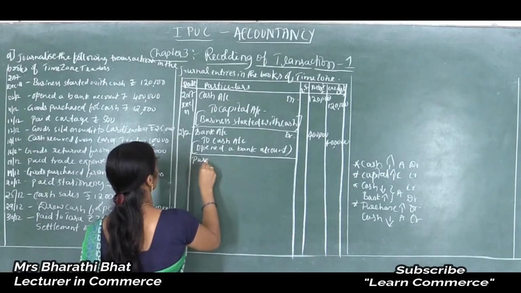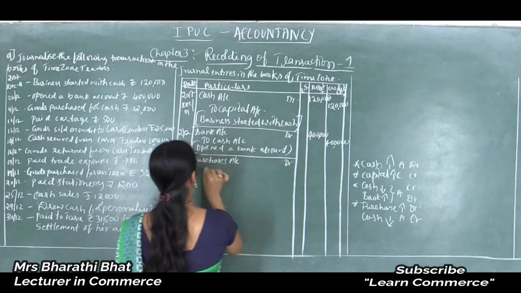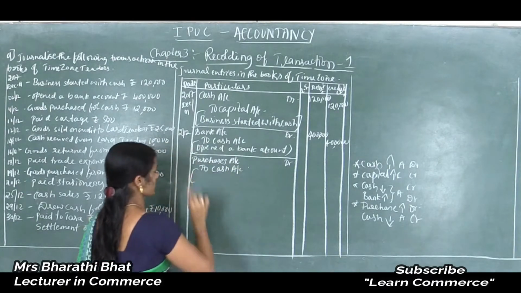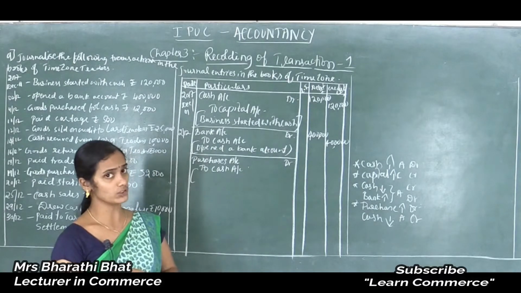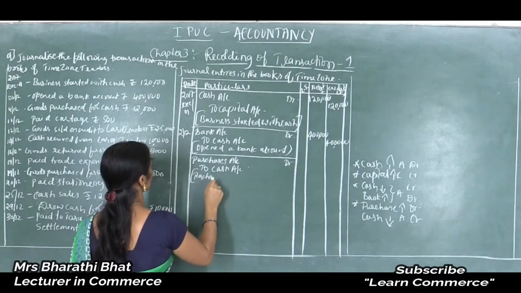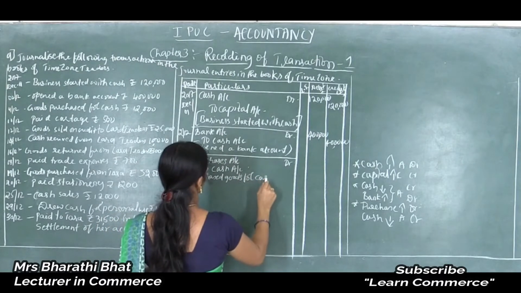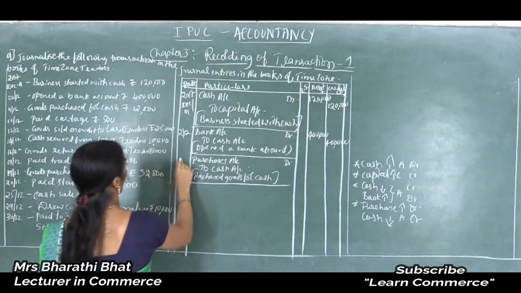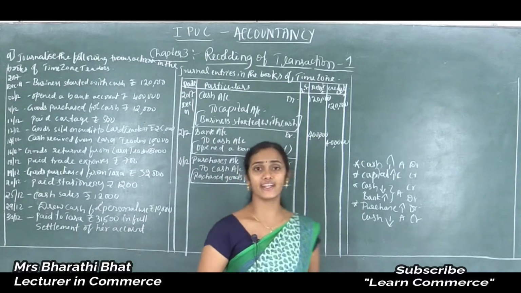What is the entry? Purchases account debited to cash account, because we purchased some goods on a cash transaction. By paying cash, the trader purchased some goods. So the narration is like this: purchased goods for cash. Close the transaction. What is the date? 4/12. Okay. Next, 10/12, paid cartage.